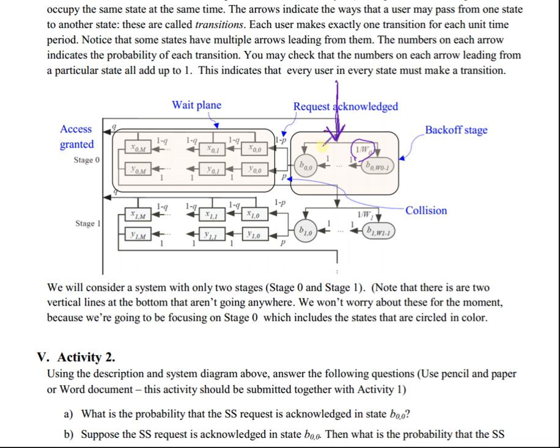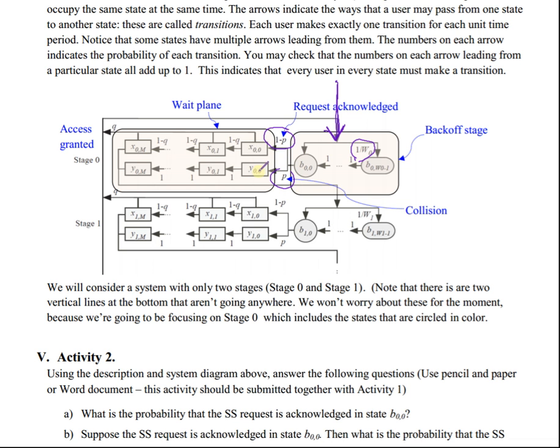After the back-off stage, you enter the wait plane. Now there are two possible queues, as it were, that you can enter. You can enter the top one where the states are labeled X, or you could enter the bottom one where the states are labeled Y. The probability of going into the top line is 1 minus P. The probability of going to the bottom series is P. And notice these probabilities add up to 1 because you'll either go one way or the other way.